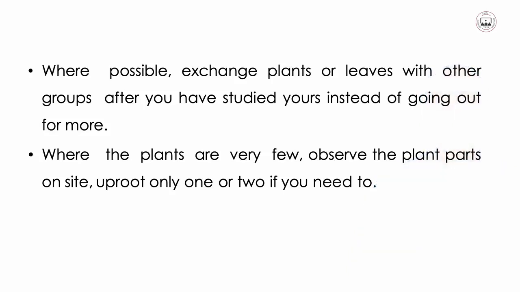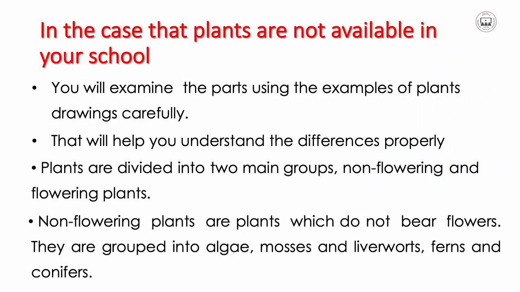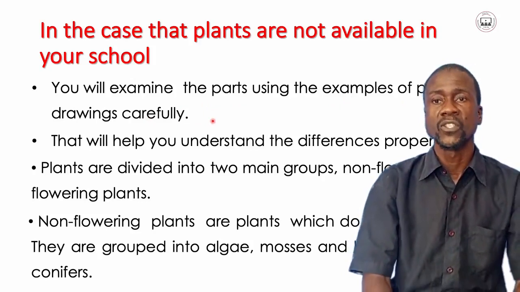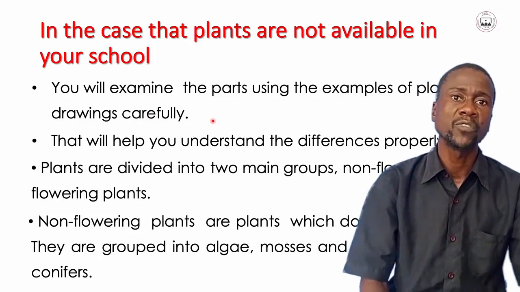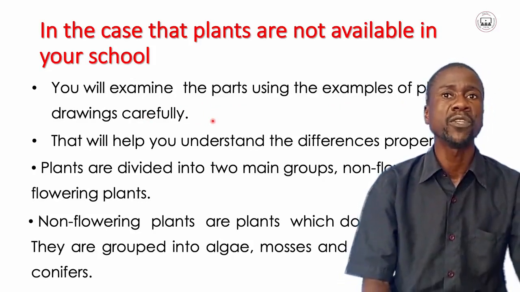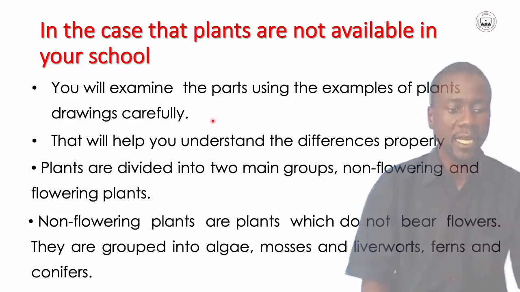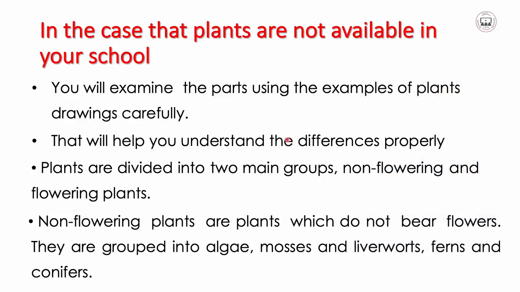In the case where your school environment has no plants, you will need to examine the parts using the examples of plant drawings which you'll be given later. You'll study those drawings carefully so that you understand what we are going to discuss when we want to differentiate plants into flowering and non-flowering. That will help you to understand the differences properly.